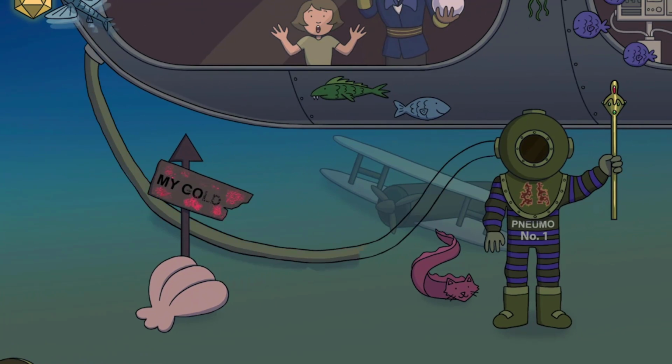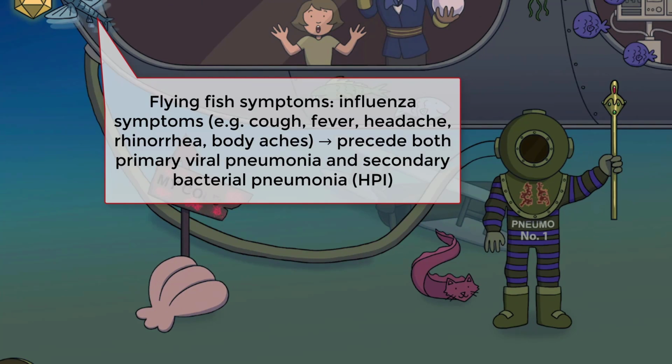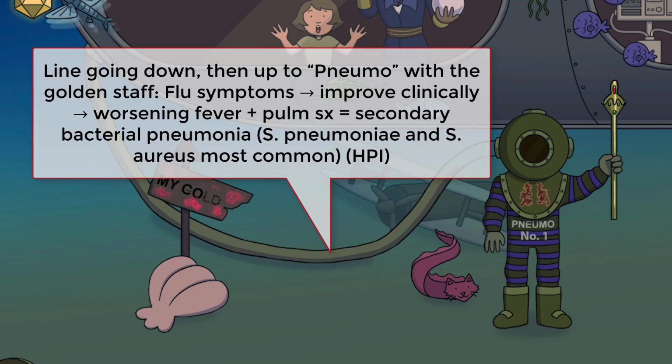All right, let's say your patient had a typical flu a week ago. You know, the usual stuff: cough, fever, headache, rhinorrhea, body aches. Then she started to get better before experiencing acutely worsening fever and pulmonary symptoms. This is the classic scenario of secondary bacterial pneumonia.